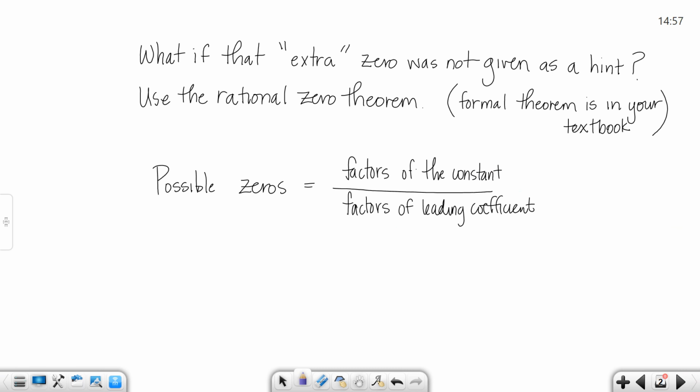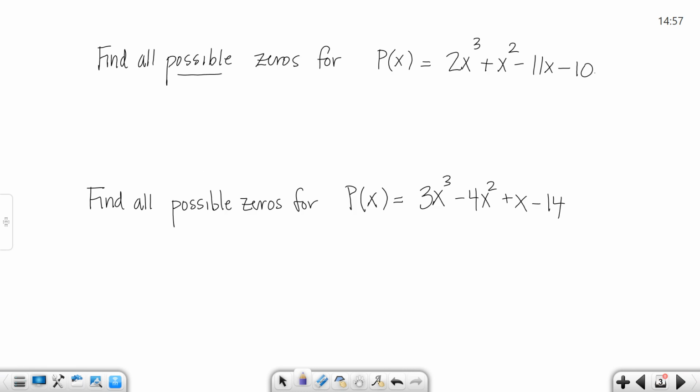This theorem is found in your textbook. The way that you find your possible zeros, you take factors of the constant and you put it over factors of the leading coefficient. This gives you what I call a list of candidates, kind of like an election. It gives you a list of people who would be qualified to be a zero of the function. Now you'll notice for these two pieces, I ask you possible. When I ask you possible, all you do is make a list and stop. For the keyword possible, make a list and stop.